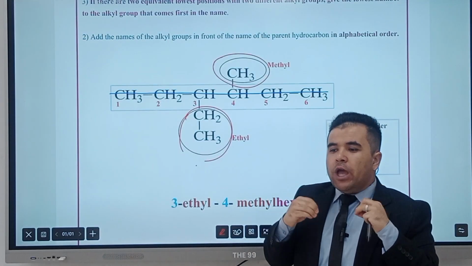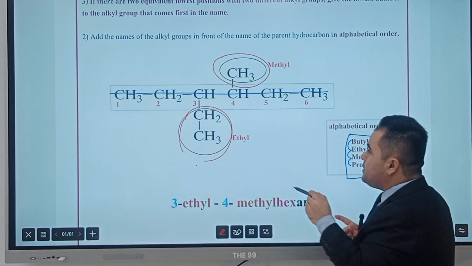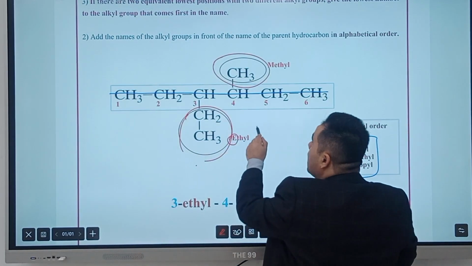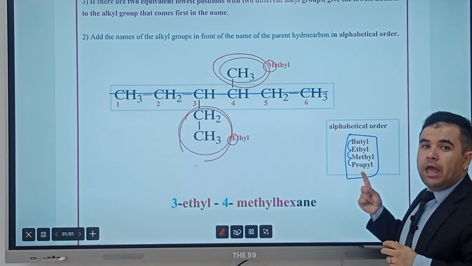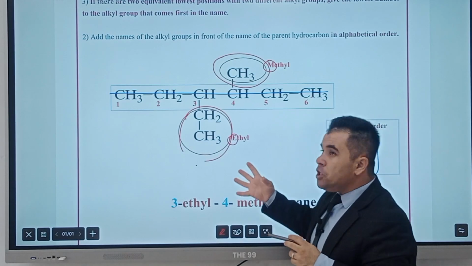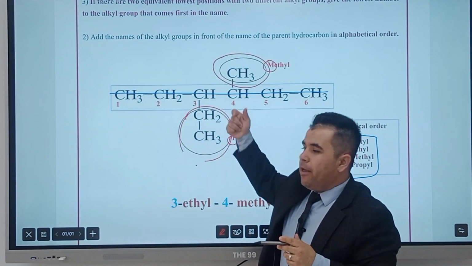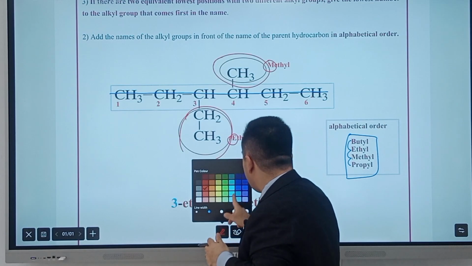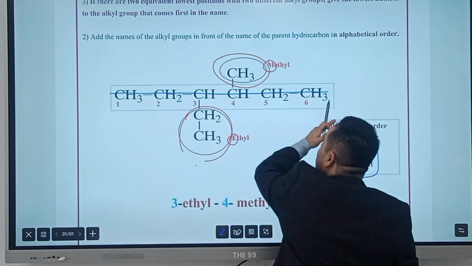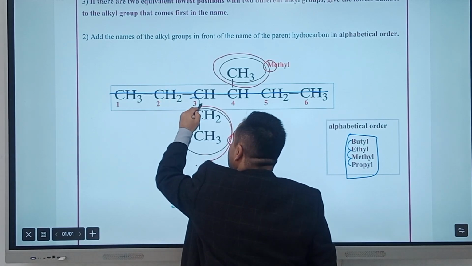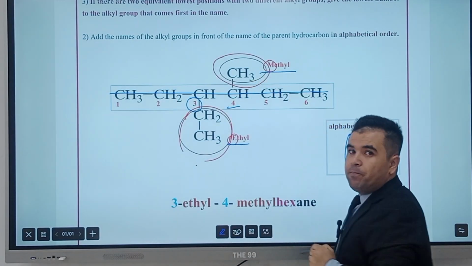In this case, we have to follow the alphabetical order. This is ethyl. That is methyl. E is before the M. So you have to position the carbons so that the ethyl gets a lower number than the methyl. That's why we have numbered from the left toward the right, not the right toward the left, to get the third for the ethyl and the fourth for the methyl.